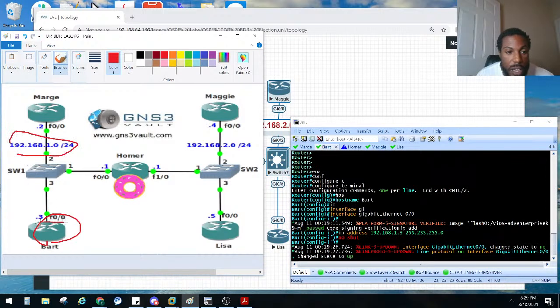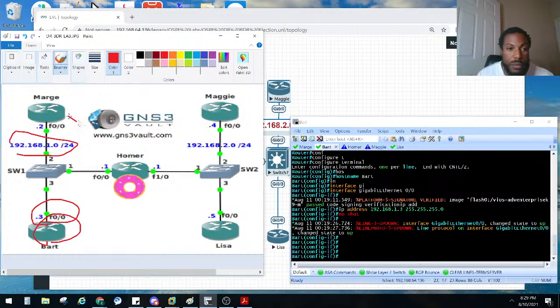So that way this interface participates in OSPF as well. Theoretically, those two should become neighbors. We said the MTUs have to match, and we left everything at default, so all of that should most likely match.